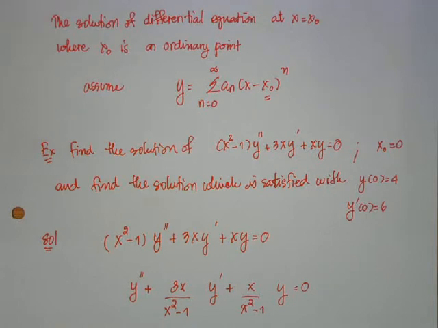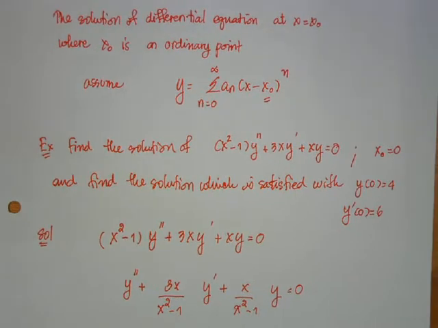Now we are going to find the solution of a differential equation at x equal to x0, where x0 is an ordinary point. The way that we do it, we just assume that y is equal to the summation from n equal to 0 to infinity of an times (x minus x0) to the power n. Let's take a look at the example.